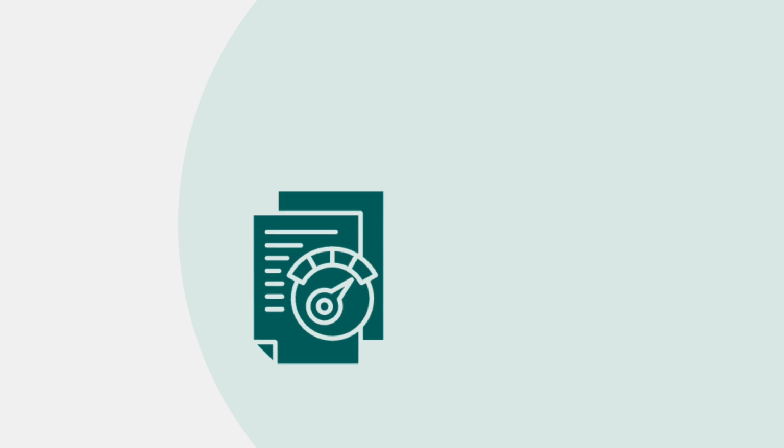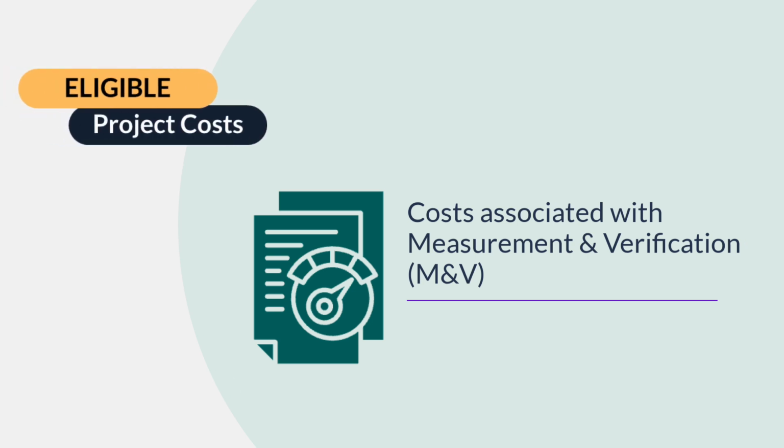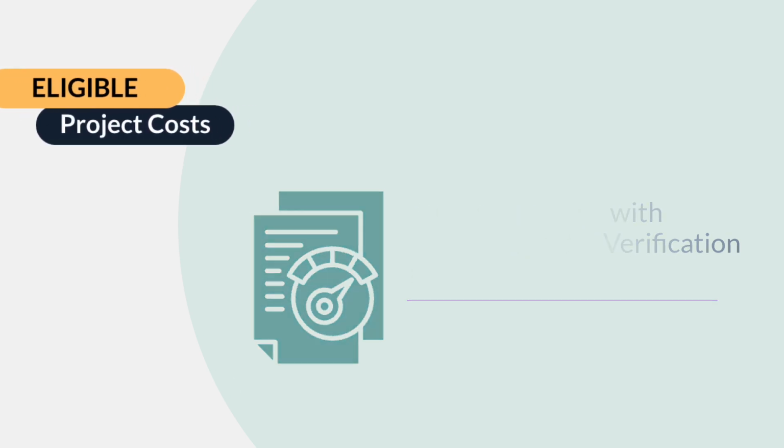Once your EPC is in place, measurement and verification, or M&V, is used to assess your annual EPC performance, including calculating and documenting your annual EPC savings. Your PHA, or the ESCO or consultant, must complete an M&V report annually and have it on file through the EPC term. Costs associated with M&V are eligible EPC project costs.